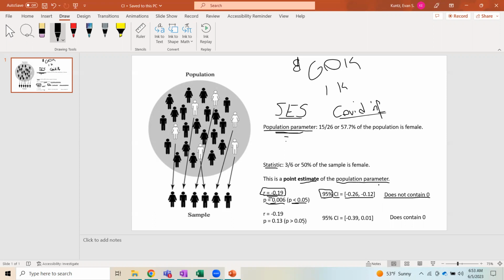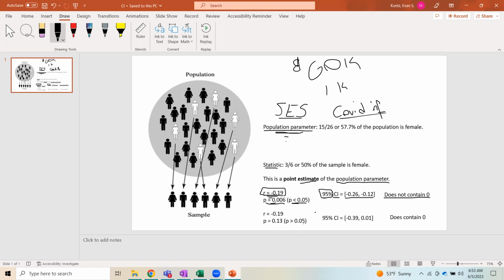And so ultimately, like I had said, the width of this confidence interval is going to tell you how precise your estimate is. So if it's wider, then the estimate is less precise. And if it's narrower, the estimate is going to be more precise.